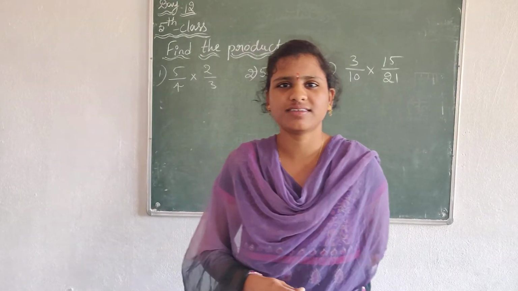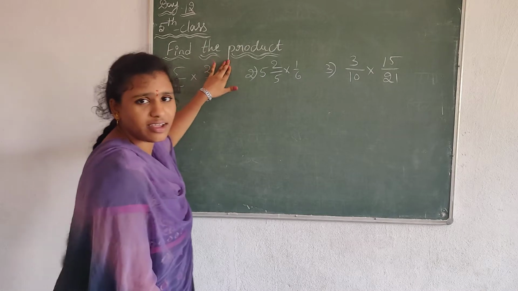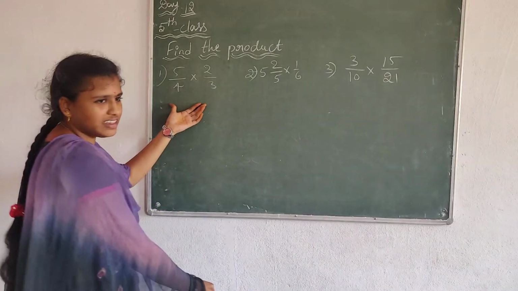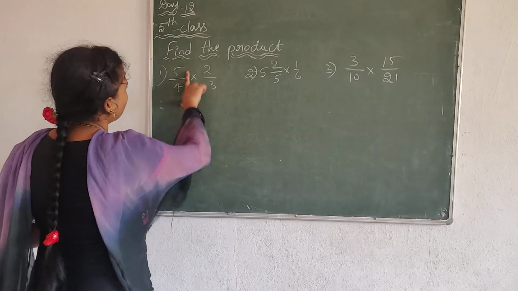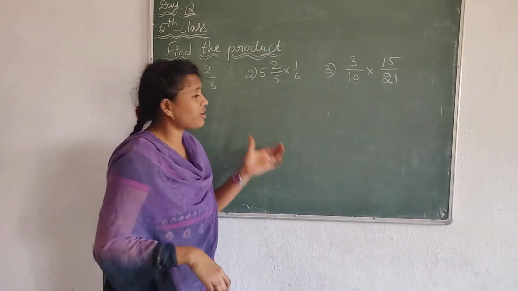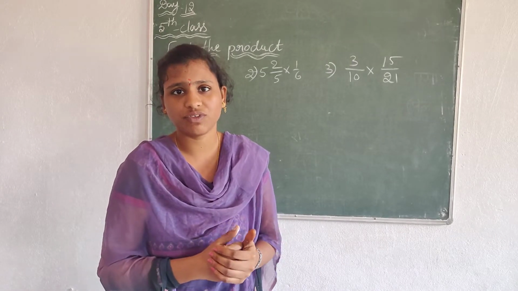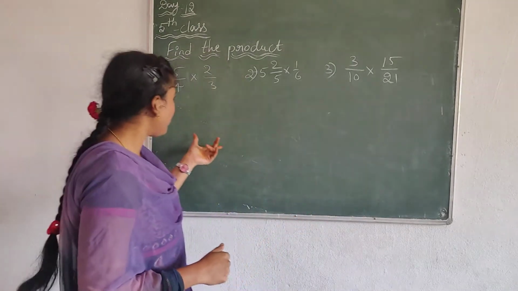Children, today we are discussing the topic: find the products. Let's take this number, see the fractions 5 by 4, 2 by 3. These products are very easy compared to additions and subtractions of fractions. Okay, these are very easy.